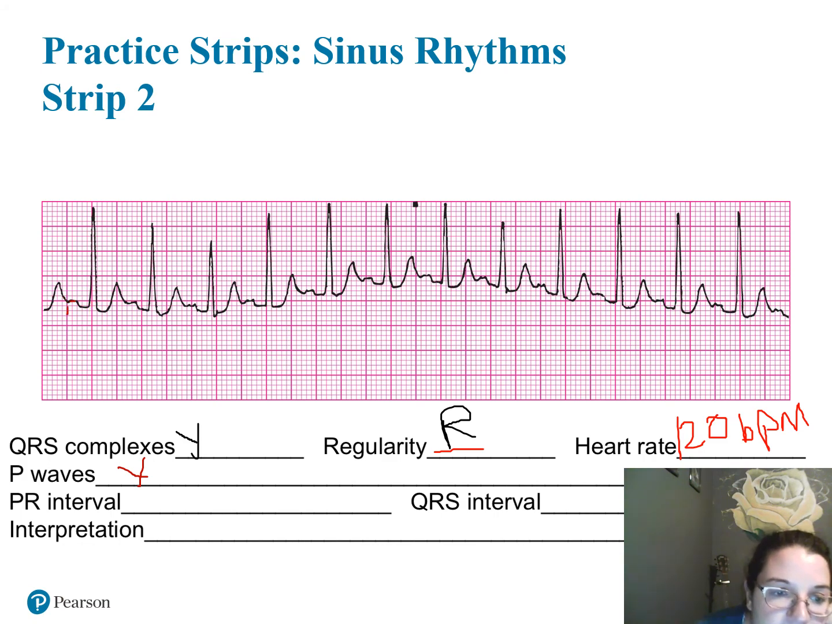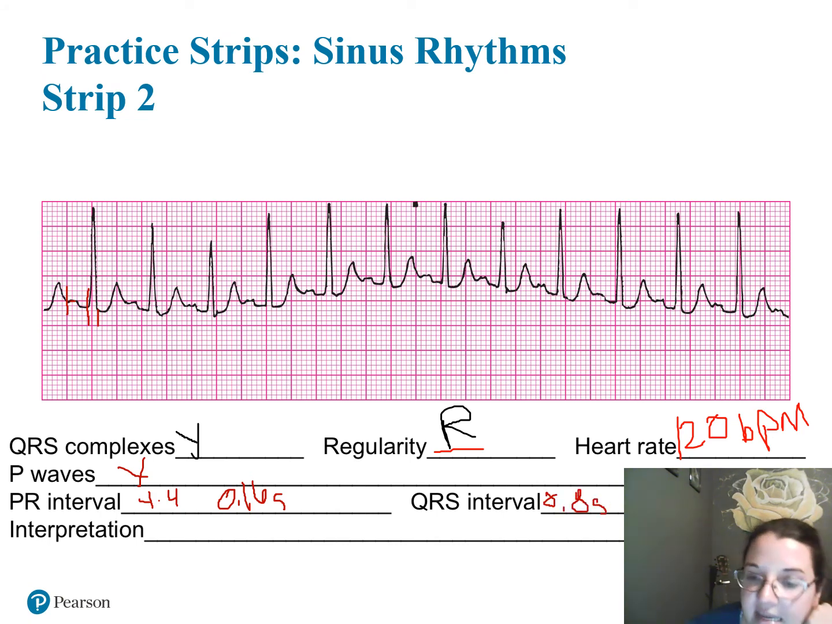So P is from this solid line to the line before the next solid line, which means I have 4 boxes. 4 times 4 is 16 seconds. QRS. It's that line before the solid line and the line after the solid line, which is 2 boxes, and 2 times 4 is 8 seconds.